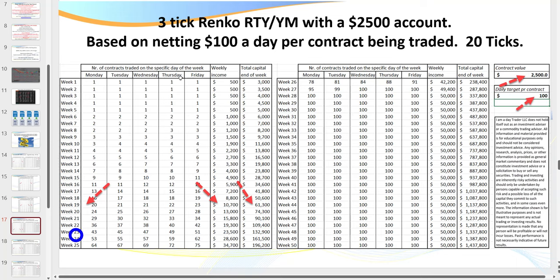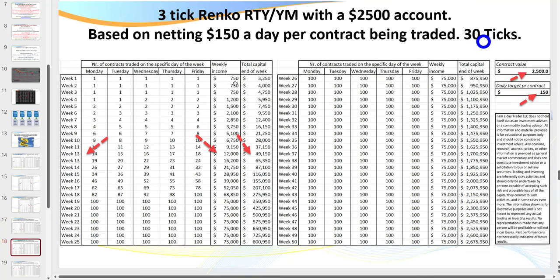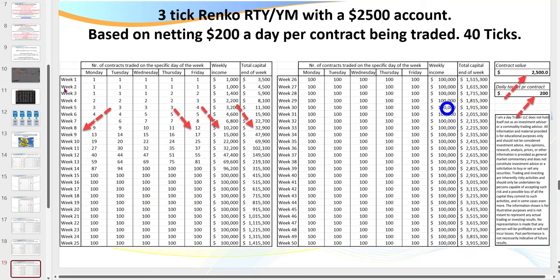Now, we go from 20 ticks a day up to 30. Now we're really starting to cook with gas. Here, 12 weeks, 12,000 a week, we're up to 50,000. And for the serious traders that want to really put the time and effort in, that is trading maybe 3 hours a day, I'm being conservative with the time input.